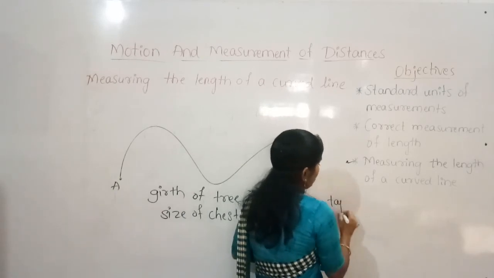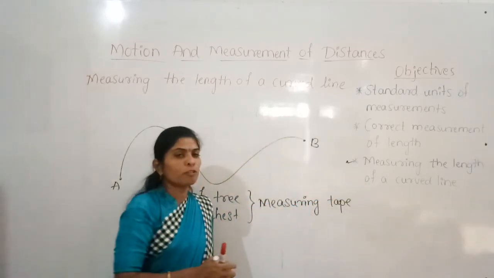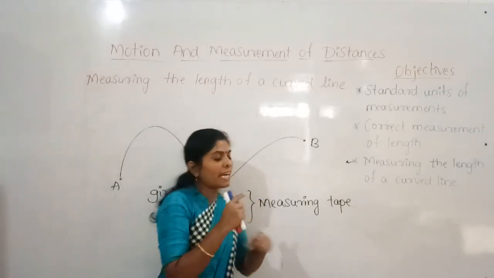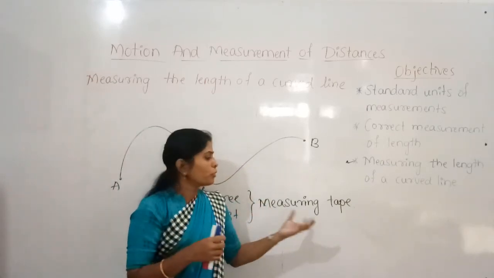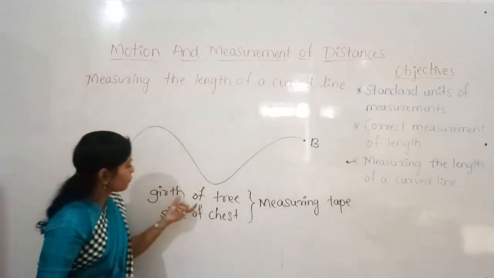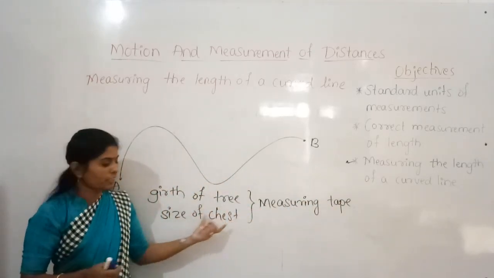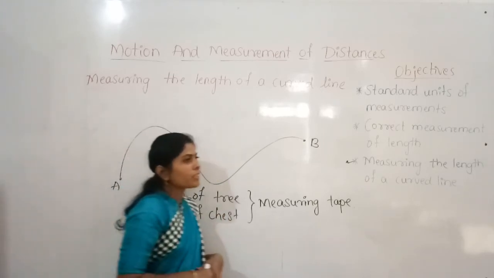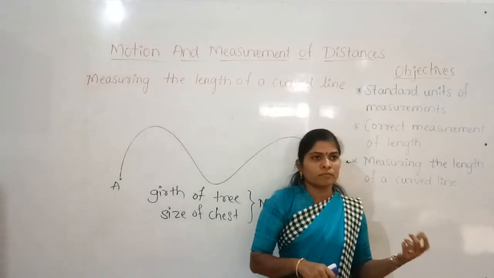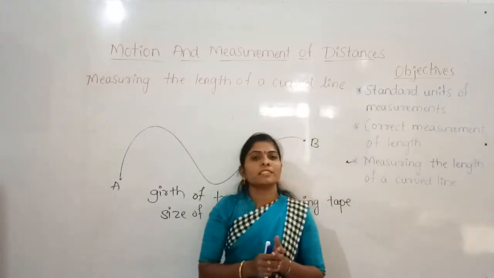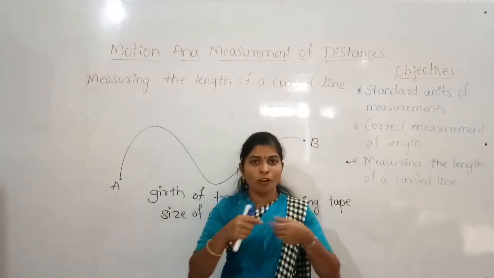Measuring tape. On the measuring tape also the same readings will be there, but the measuring tape will be flexible so that we can use it for measuring the girth of the tree or the size of the chest. So like that we can use. And if you go to purchase clothes and all, the clothes merchant, they use the meter scale there. The rod will be there.